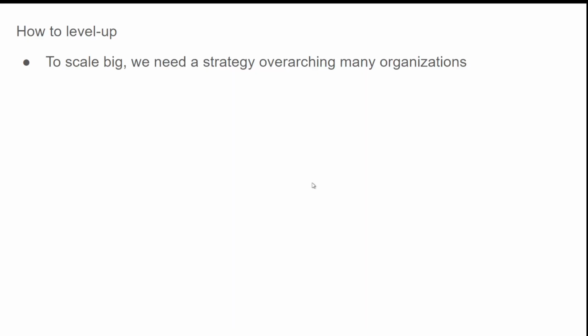I already spoiled a bit what is missing here. Basically, we need some kind of overarching strategy that scales even higher, so it can synchronize the efforts of different teams. And this is what we will see in the next video.